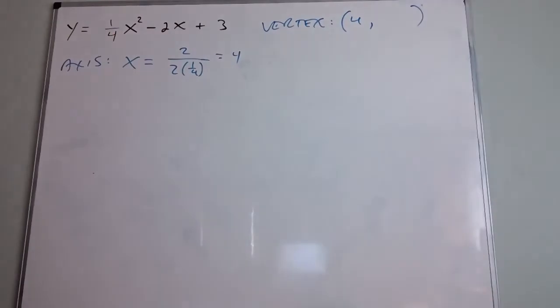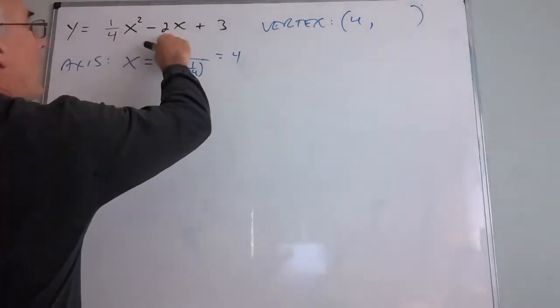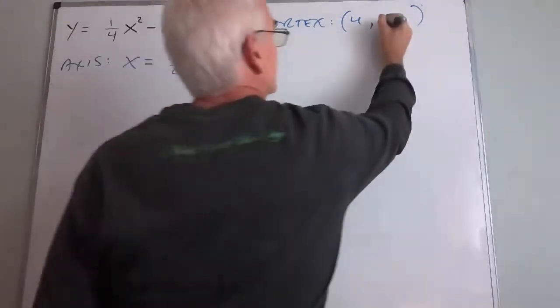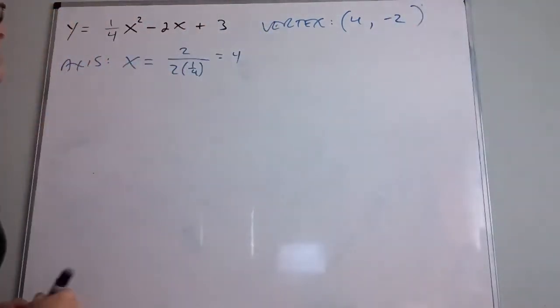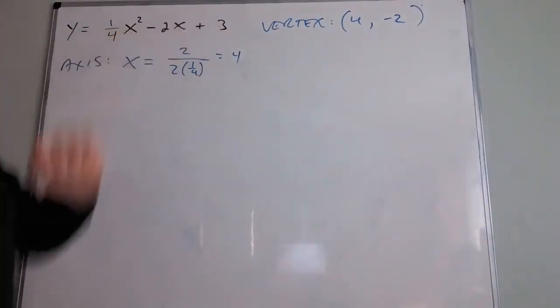Now, how do I find the y? I don't need to complete the square. Just put 4 in here. 1/4 times 4 squared, that's 4. Minus 8, that's negative 5. Plus 3, that's negative 2. No, always check it. So again, 1/4 times 4 squared minus 8 plus 3 is negative 2.